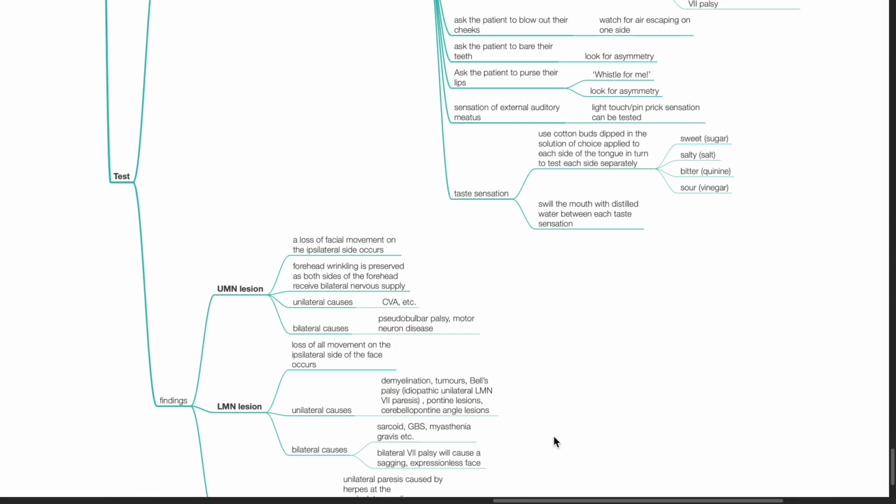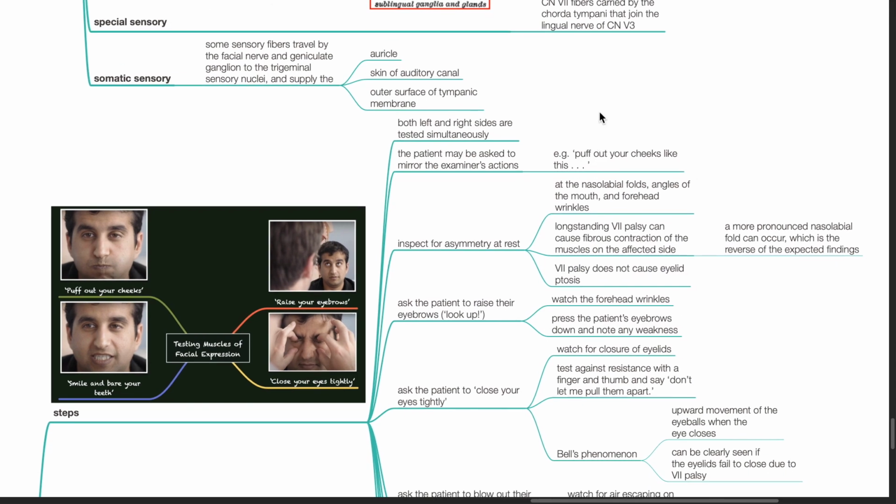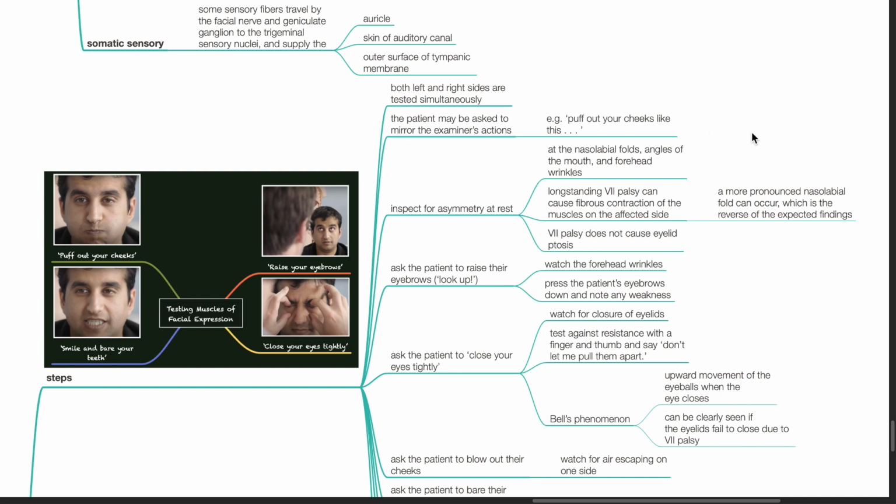Testing of cranial nerve 7. Steps. Both left and right sides are tested simultaneously. The patient may be asked to mirror the examiner's action. Inspect for asymmetry at rest, at the nasolabial folds, angle of the mouth, and the forehead wrinkles. Long-standing cranial nerve 7 palsy can cause fibrous contraction of muscles on the affected side. A more pronounced nasolabial fold can paradoxically occur. Cranial nerve 7 palsy does not cause eyelid ptosis.